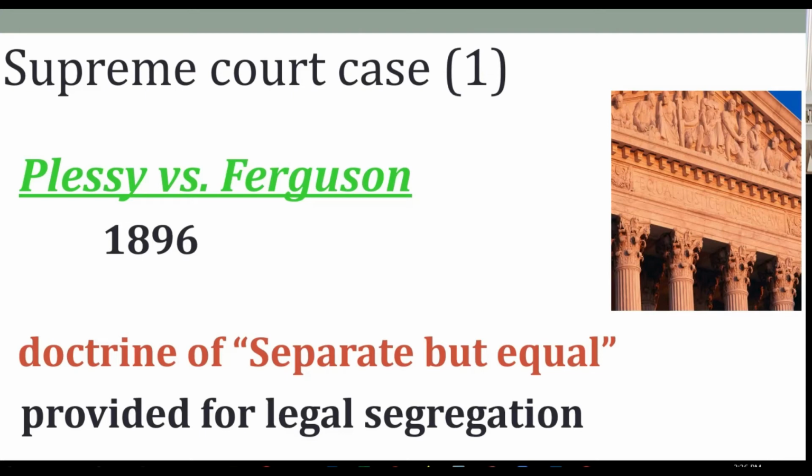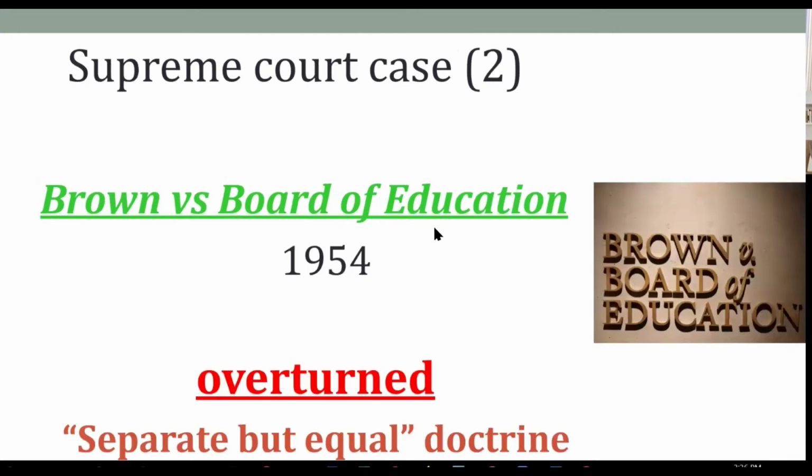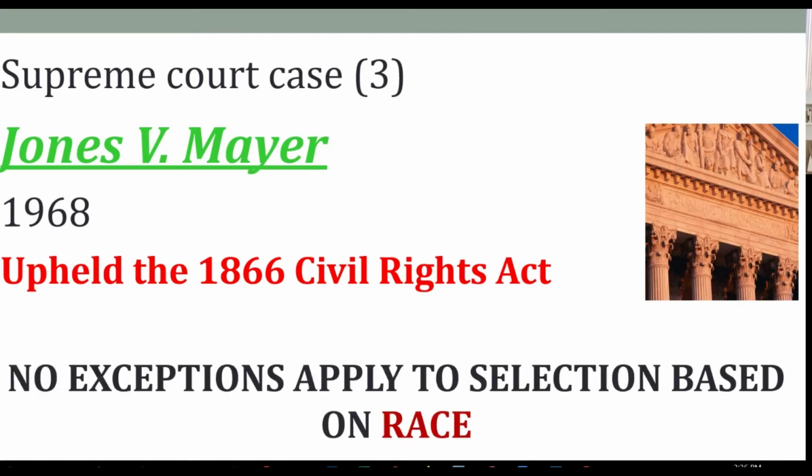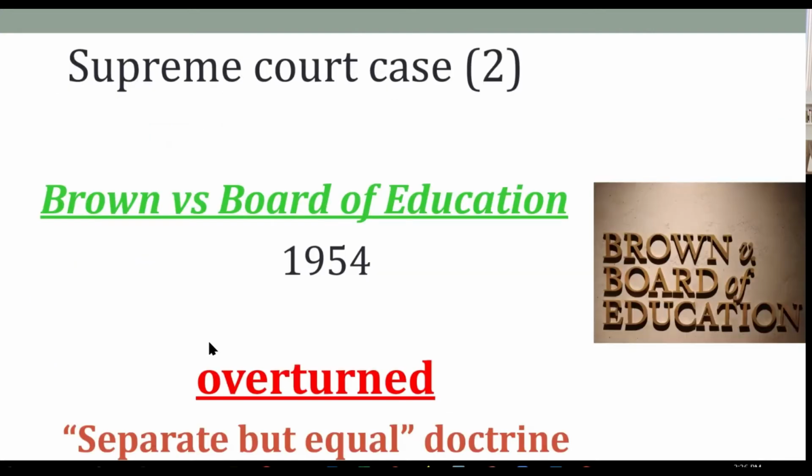And then we have Brown versus Board of Education, which overturned segregation. Hopefully you can remember some movies about that. And then we have Jones versus Mayer, which brought about, when it comes to race, there are no exceptions. Brown versus Board is 1954, and Jones versus Mayer, that's another one they talk about, is 68.